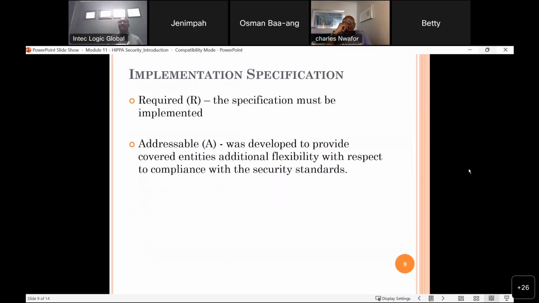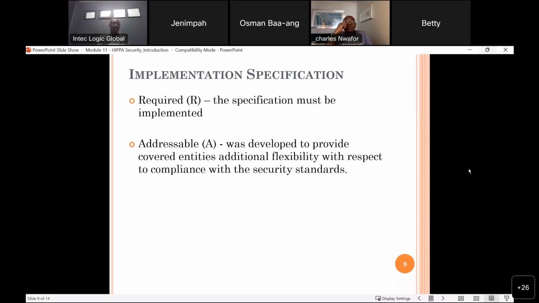So for HIPAA, these standards that we talked about, administrative has nine, physical has 4, and technical has 5, right? They also have implementation specifications. That is very, very important. That is a breakdown of each of the standards, right? First one is required. So when we're going through, you see that some of them I put R, some A. Required means that the specification must be implemented.